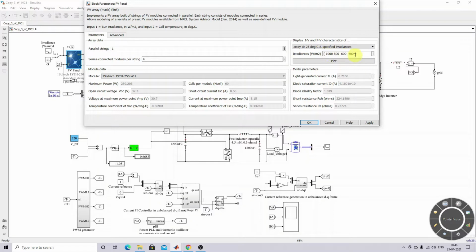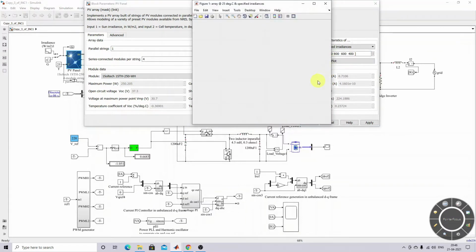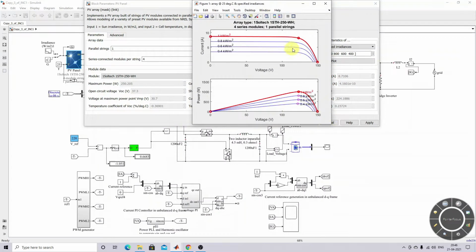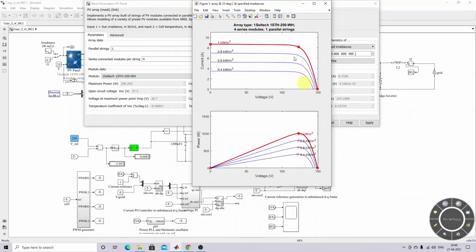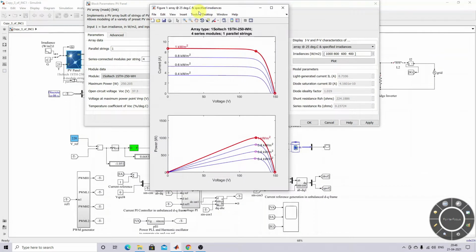And I'm going to provide some different irradiation values. Here I have given the irradiation values 1000, 800, 600, 400. By clicking this plot, we will get the PV and IV characteristics. This is the PV and IV characteristics of this considered PV panel array. This is the IV characteristics, PV current and PV voltage, and this is the PV characteristics, PV power versus PV voltage.